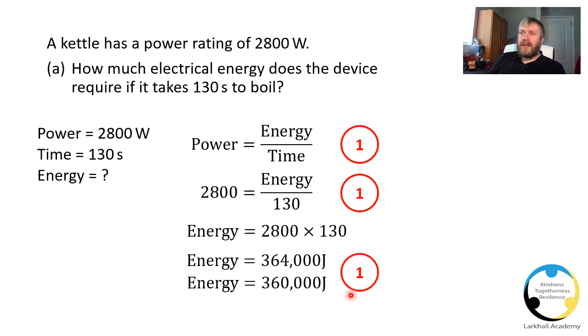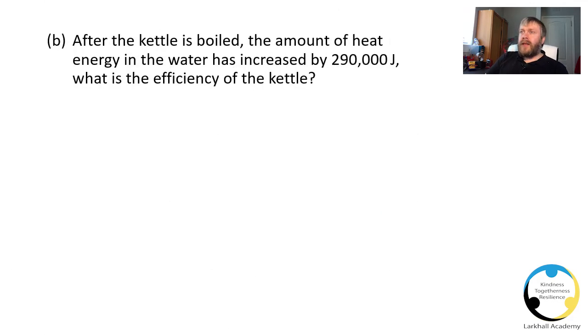Right, so that is part A. Let's have a look at part B. After the kettle is boiled, the amount of heat energy in the water has increased by 290,000 joules. What is the efficiency of the kettle?